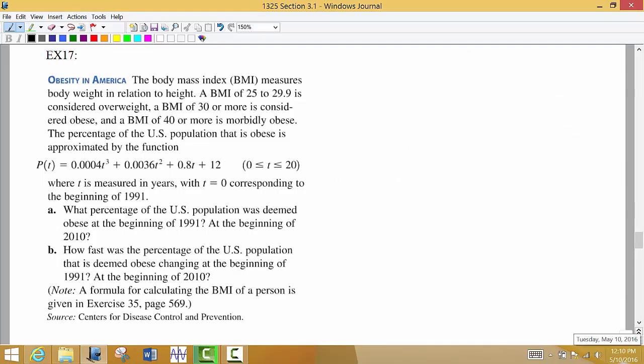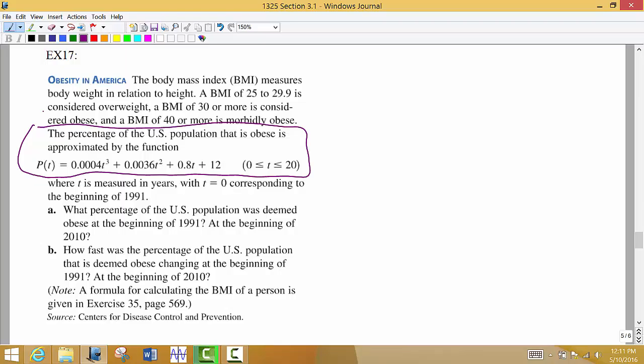All right, for this example, we're looking at obesity in America. And here we're given a function that tells us the percentage of the U.S. population that is obese. I'm just going to highlight what the function is giving us. The output tells us the percentage. The input is measured in years, t equals 0 corresponding to the beginning of 1991. Part A asks, what is the percentage of the U.S. population that was deemed obese at the beginning of 1991?